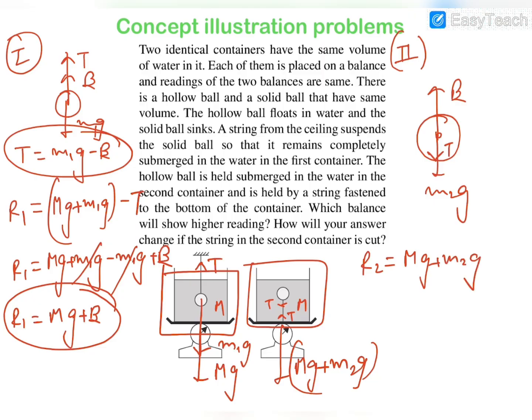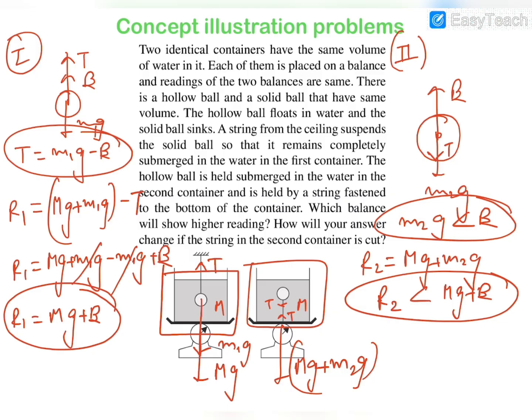Okay, and obviously we can easily predict that this m2g will be less than buoyancy, because this ball has a tendency of going up, therefore buoyancy will be greater than m2g. So this R2 will be obviously less than Mg plus buoyancy, because m2g is less than buoyancy. So we can say that R2 will be less than R1. So the reading of the weighing machine in the first one will be greater.